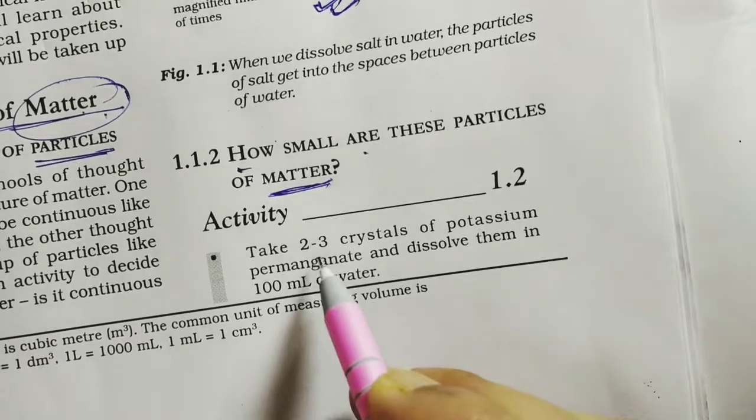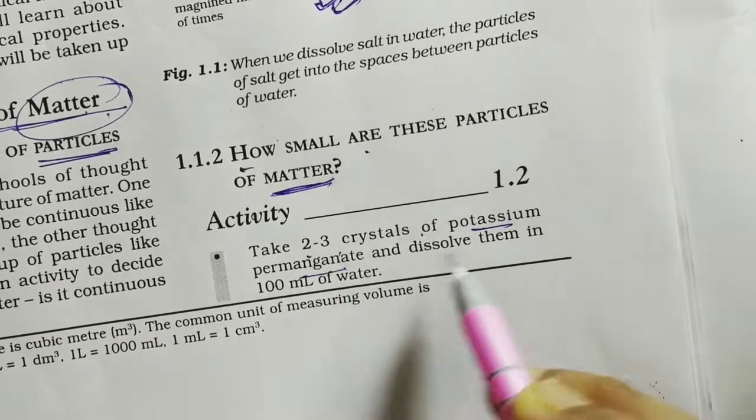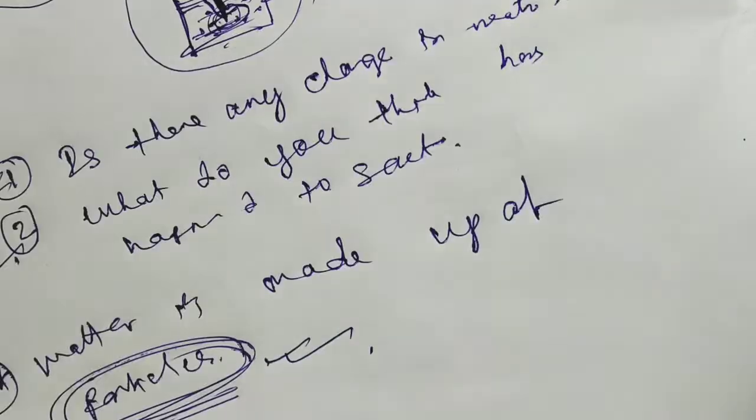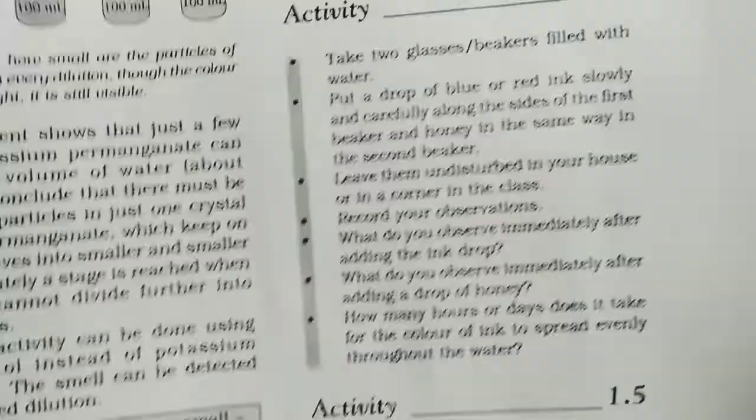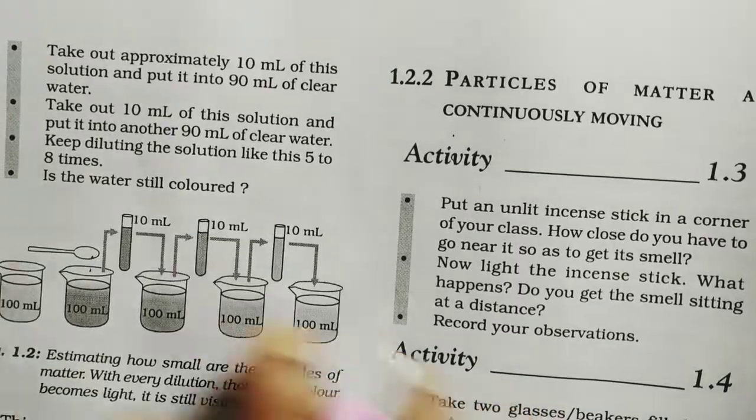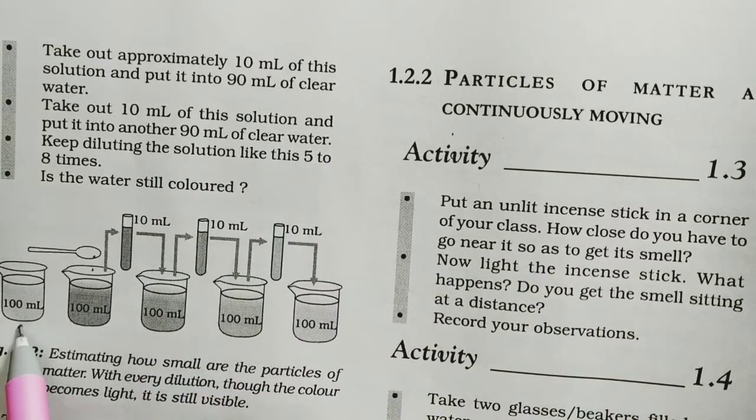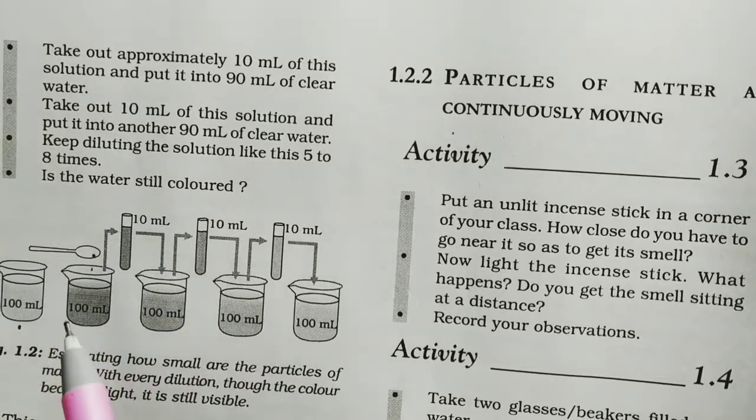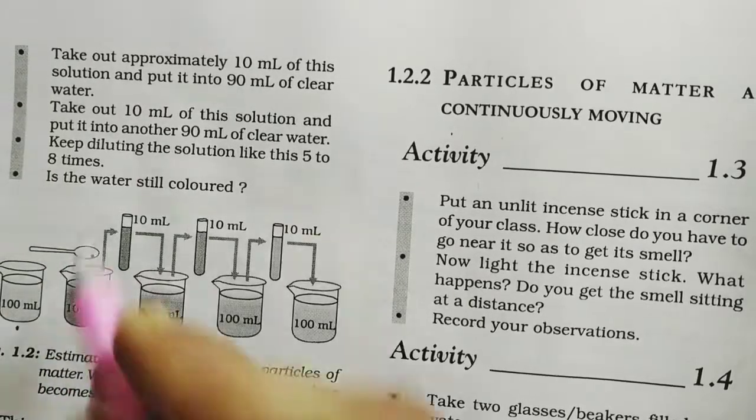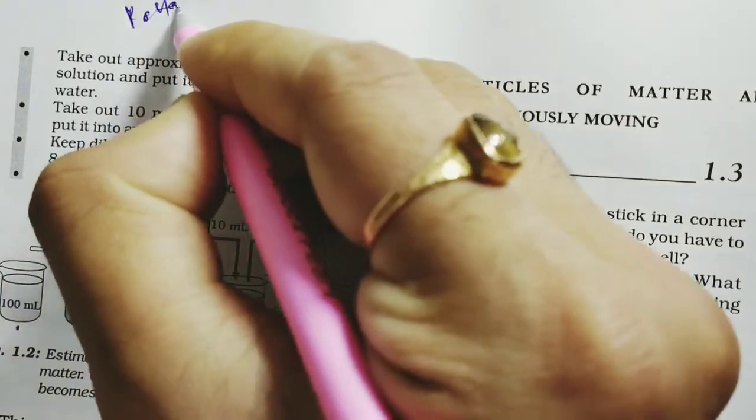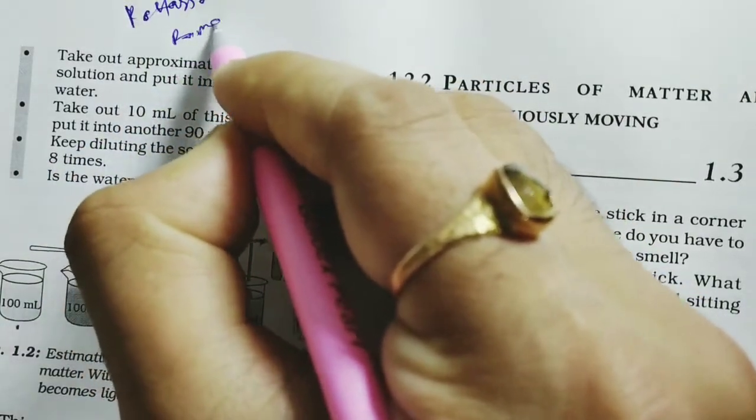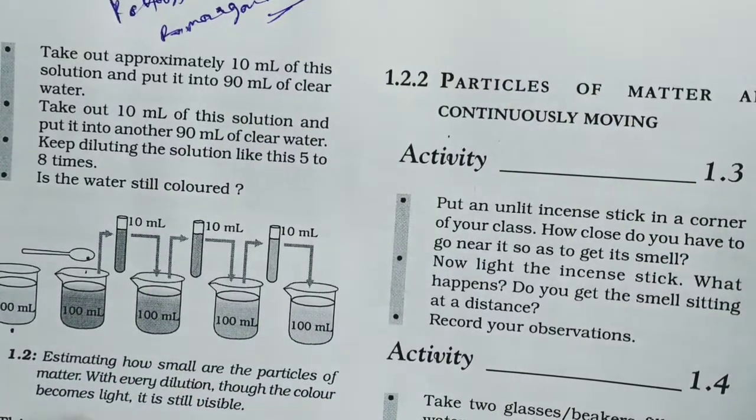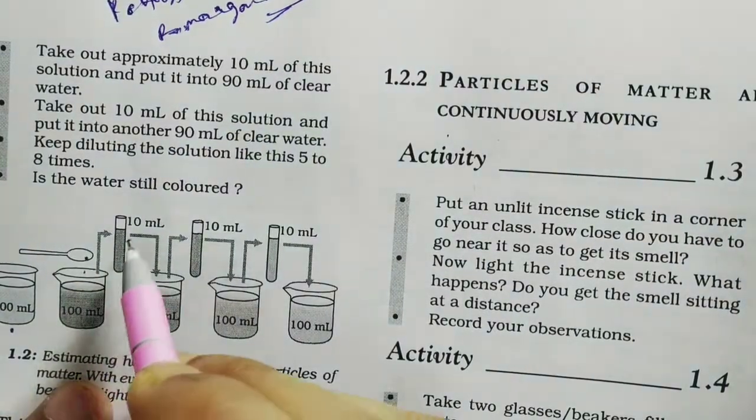Take 2 to 3 crystals of potassium permanganate and dissolve them in a 100 ml beaker. Okay, potassium permanganate dissolved. Then take out 10 ml of this mixture.